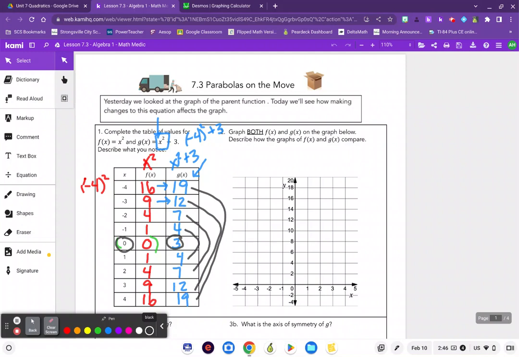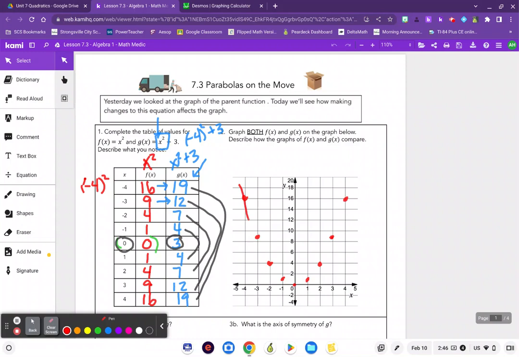Okay, so problem 2 says graph both the f and g function on the graph below. I'm going to go ahead and use the colors that I created my table with. So the f function I'm going to graph in red. I have -4, 16, and I have -3, 9. And be careful because this y-axis does go by 2s. I have -2, 4, -1, 1, 0, 0, 1, 1, 2, 4, 3, 9, and 4, 16.